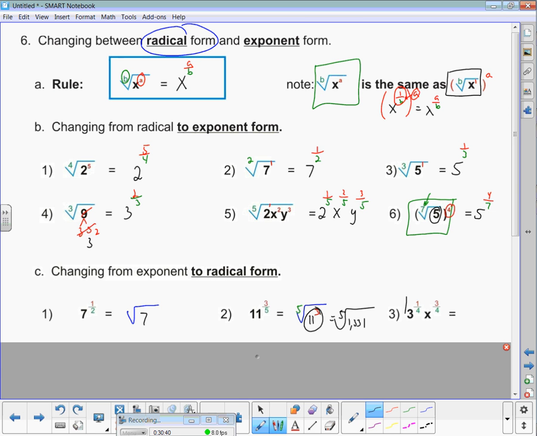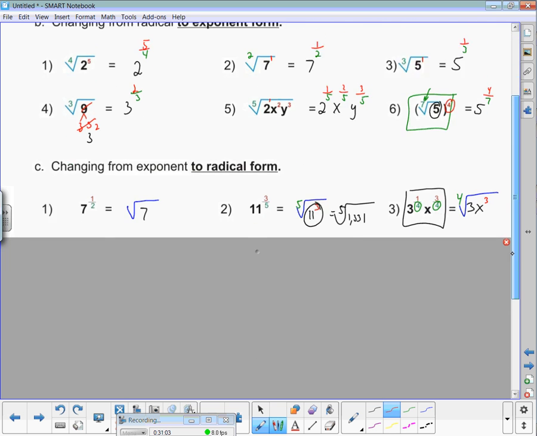All right, here's a double example, but that's okay. Remember, here's our index, right? It's a 4. So we're going to write our radical sign. We're going to put our 4 in for the index. Our first one is 3 to the first power, so we can just write 3. And then what do we have? X, and what's its exponent? Cubed. So we have the fourth root of 3x cubed.